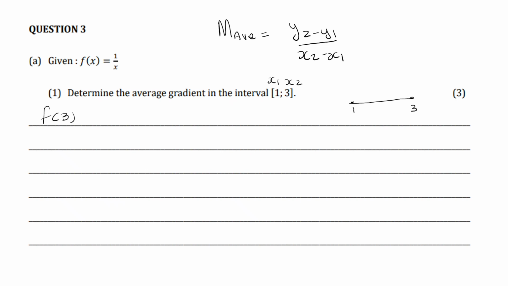So f of 3, meaning that on the original equation where there's x, we can substitute 3. So this will be 1 over 3. So the coordinates for this will just be the x value, which is 3, and the corresponding y value of 1 over 3. Now that we have the first coordinate, we need to find the second coordinate, which is f of 1, which will be 1 over 1, which is 1. So the coordinate this side will be 1 and 1.